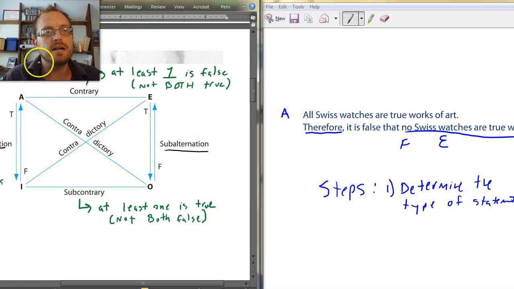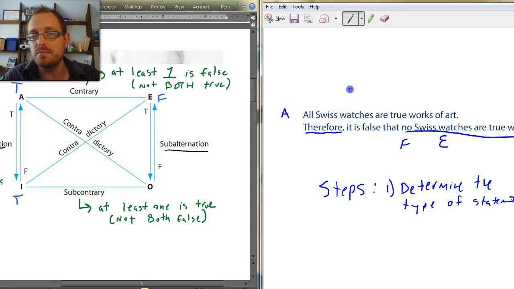So let's go back over here. If the A statement is true, what about the E statement? Well, at least one of them is false. So by the rule of contrary, this has to be false. That works, right? And here, of course, we could compute it. Truth flows downward. If this is true, this has to be false. So by the rule of contrary, or if you went through subalternation and contradictory, this would be true. So this turns out to be a valid inference, okay? So that's how you can use, in a little more concrete fashion, the square of opposition to test an immediate inference.